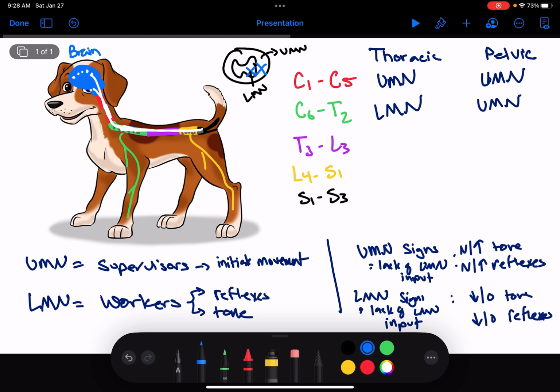So now we're going to go down and we're going to damage a T3-L3 lesion. All right. Go ahead, pause the video, think through this, and what kind of clinical signs would you expect in the thoracic limb, and what kind of clinical signs would you expect in the pelvic limb?